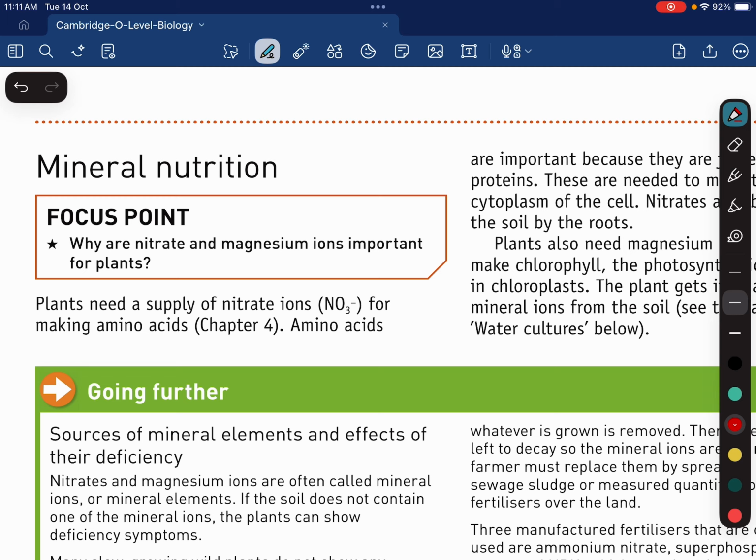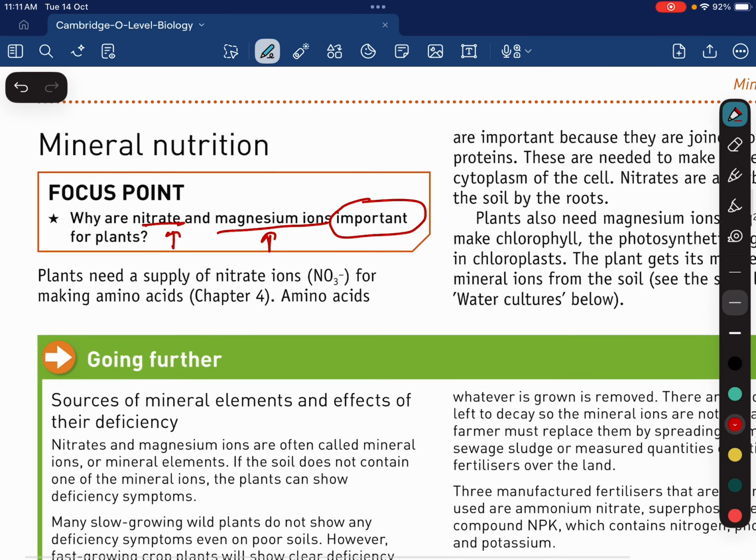Today we're going to focus on the two main ions which help in the functionality and the growth of the plant, which are nitrate and magnesium ions. These are the two focus ions that we're going to learn about today, and we're going to see their importance in the growth of the plant. So let's get into it.